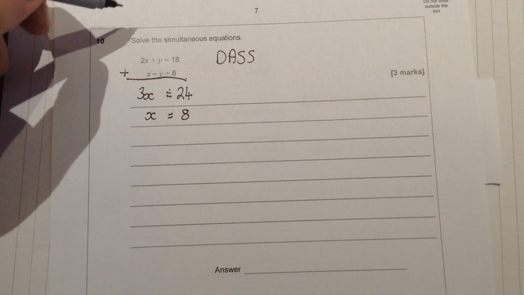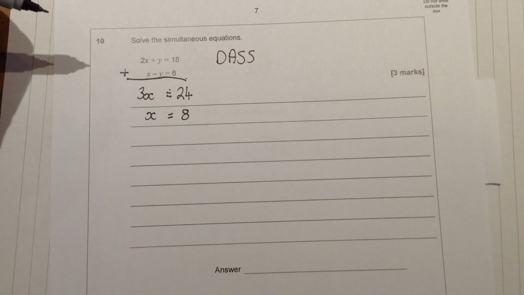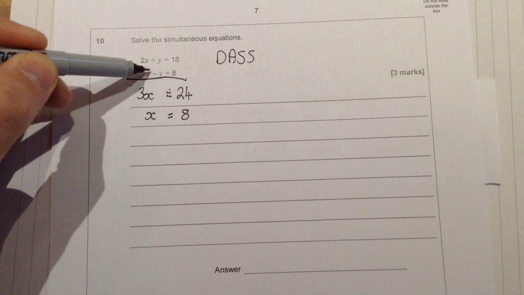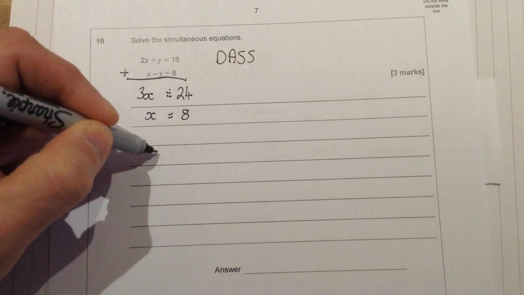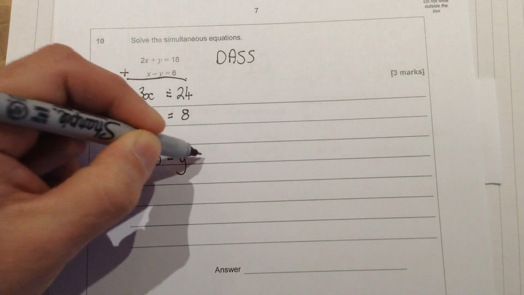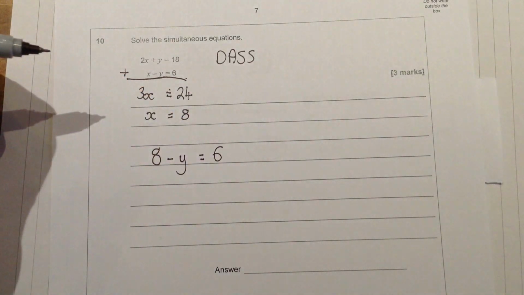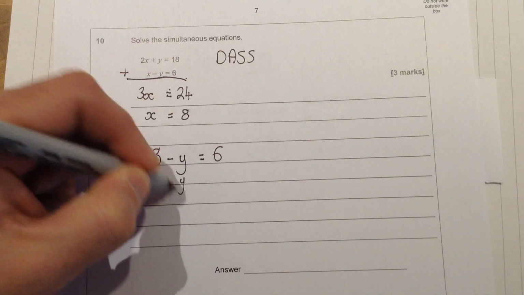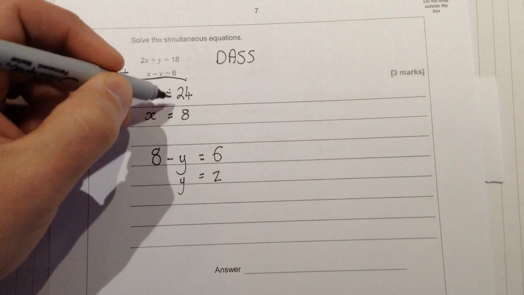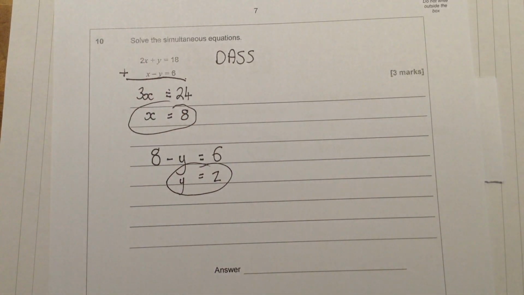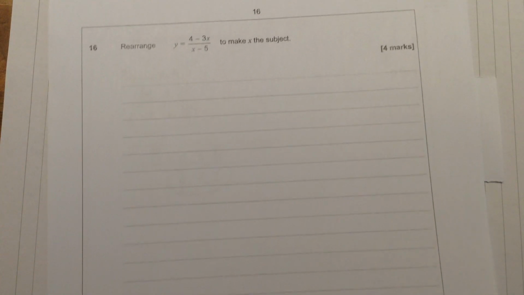In order to solve a simultaneous equation, you must work out what both letters in the equations are equal to. So if we just put 8 back into this bottom equation, replacing the x with an 8, we get 8 minus y equals 6. Then we can see that y, to get from 8 to 6, must be the number 2. So these are our two solutions that we would need for the full 3 marks. Here's your next question.